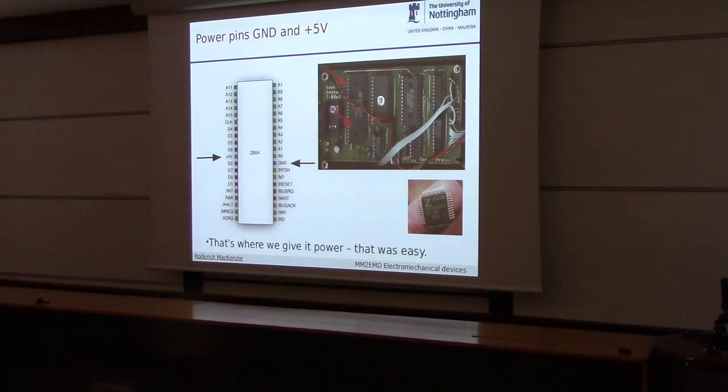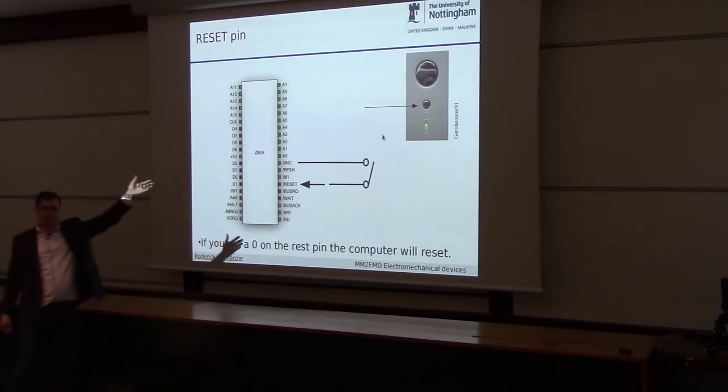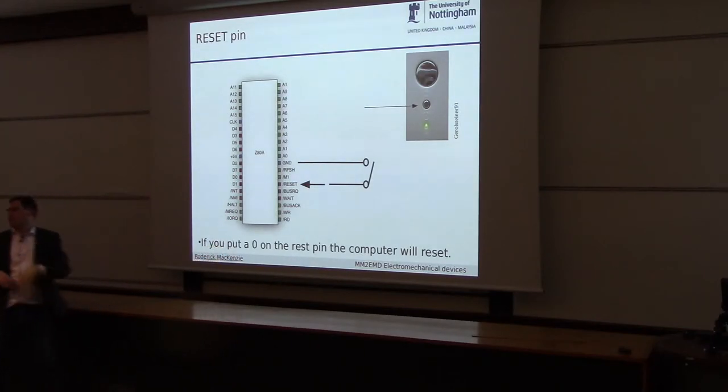So the pins that look really obvious to understand might be the plus 5 volts and the ground. That's just how we get power into it. So if we want this computer to start up, we just apply plus 5 volts and ground to the chip. The other pin that's really easy to understand is the reset pin. All computers have got this reset button. So if we just put a positive voltage to the reset pin, the computer resets. So you see, all these functions aren't complicated. They're just pins on a chip. And once you can read data sheets, then you're sorted, basically.